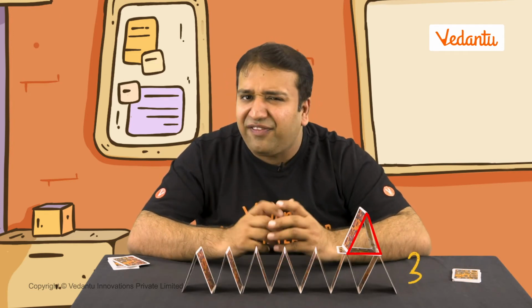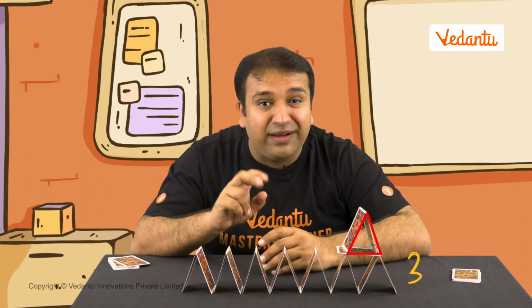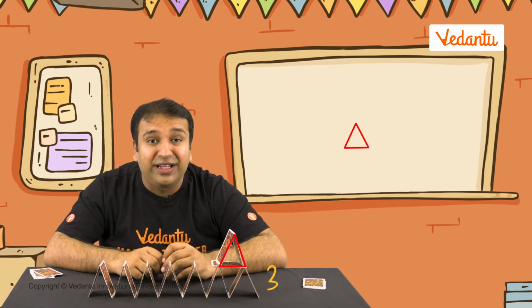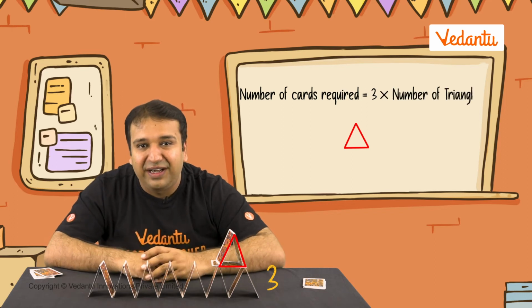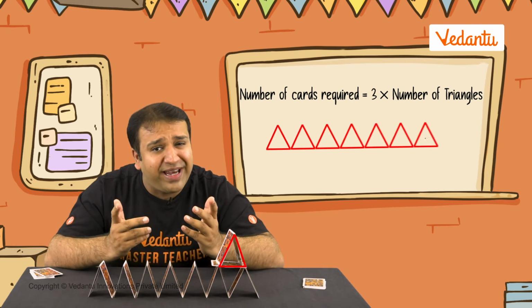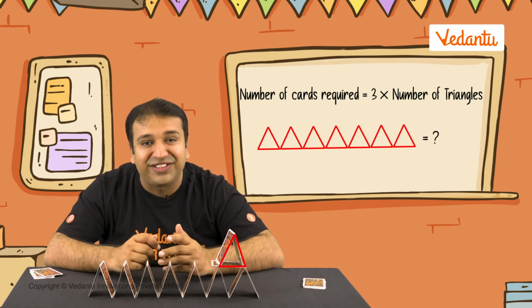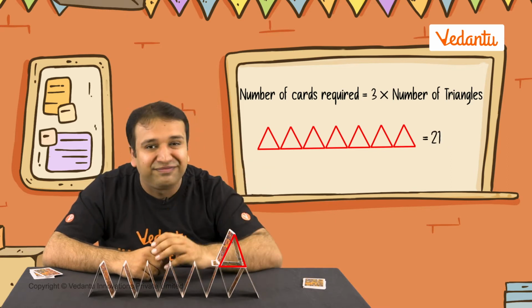Now, can we use the same trick to find the number of cards needed to form these triangles? Let's see. To make an inverted V, we need 2 cards. But to make a triangle, we need 3 cards. So, the number of cards will be 3 times the number of triangles. If we require 7 triangles to make a house, how many cards would we need? The answer is 3 times 7, that is 21.